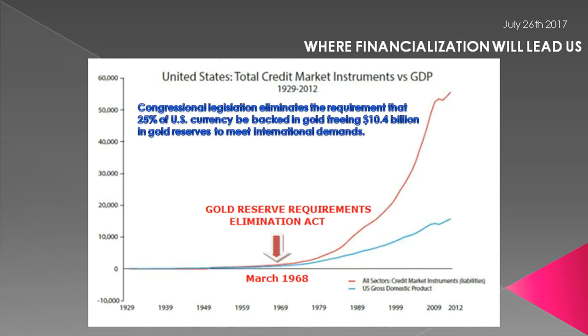It is clearly evident that the first signs appeared in March 1968 when the U.S. Congress passed the Gold Reserve Requirements Elimination Act. This stealth piece of legislation eliminated the requirement that 25% of U.S. currency be backed in gold. It was enacted to basically free up approximately $10.4 billion in gold reserves to meet international balance of payment settlement demands. This was the initiation of removing the U.S. from sound money and towards a fiat currency regime.